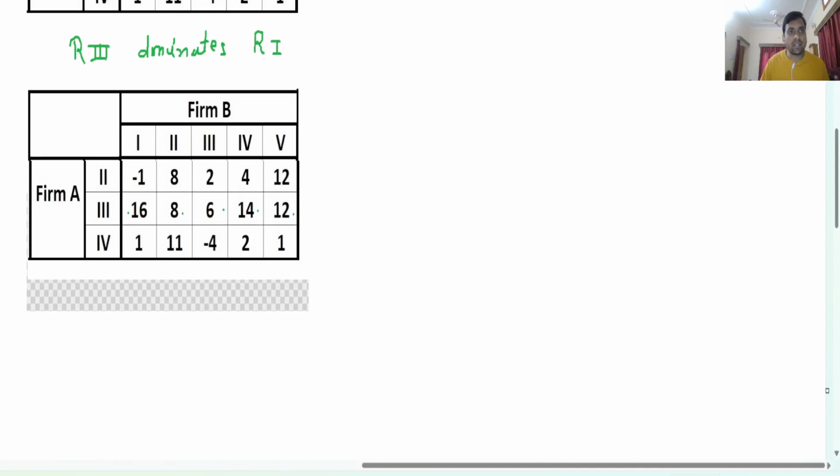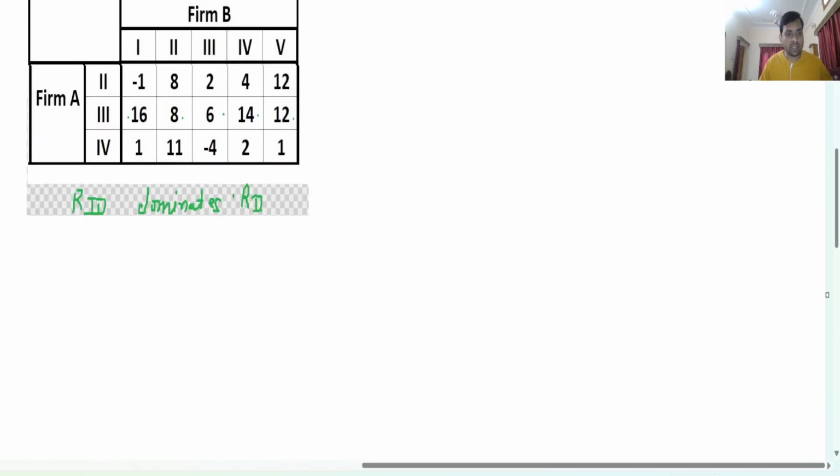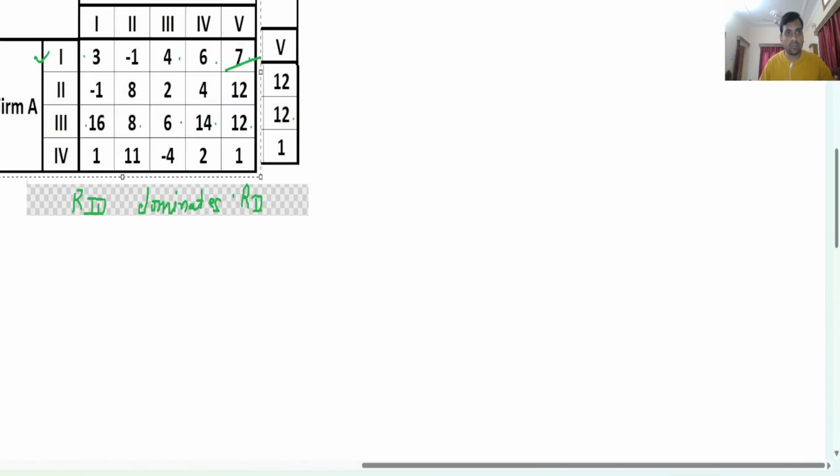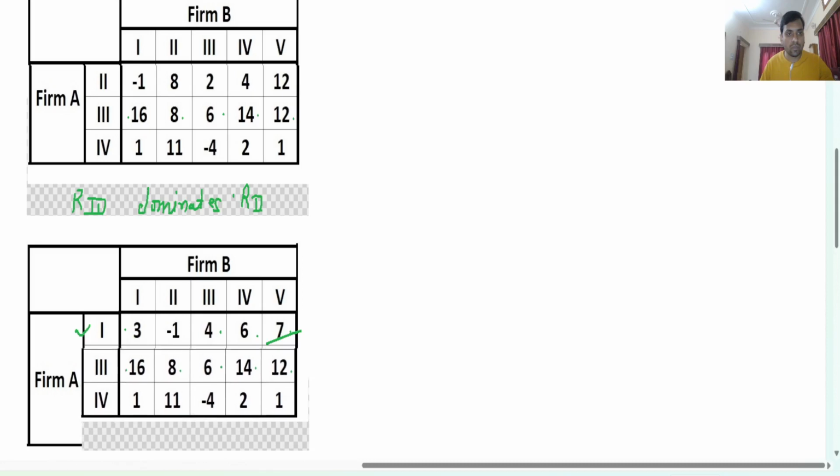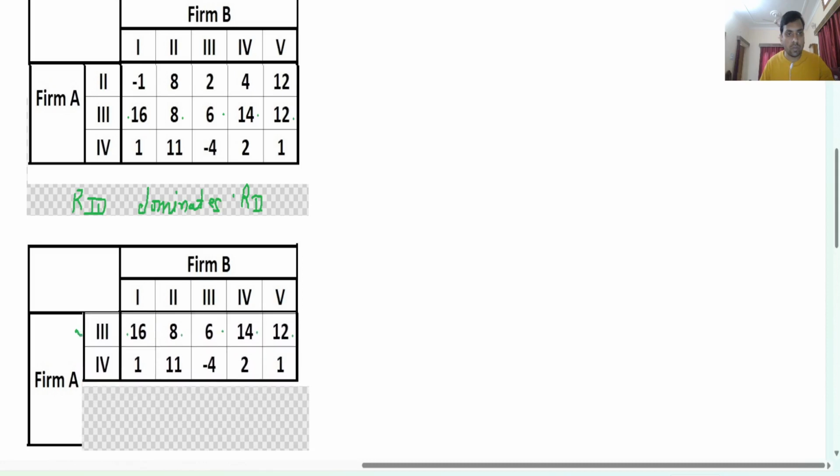So we will write row third dominates row second. Hence the reduced payoff matrix is, so now we will eliminate this second one also. So the reduced payoff matrix is now this one.